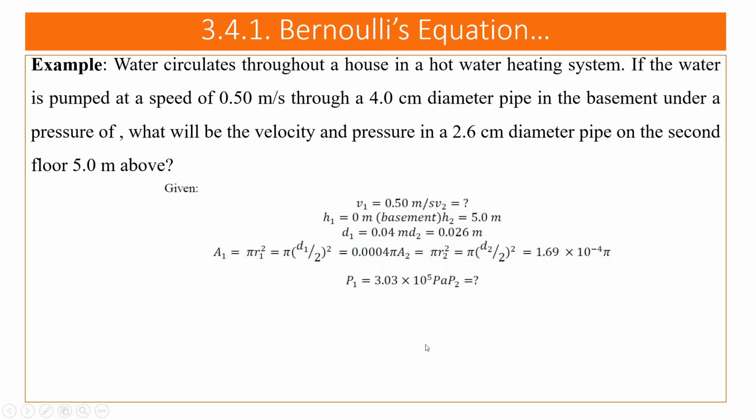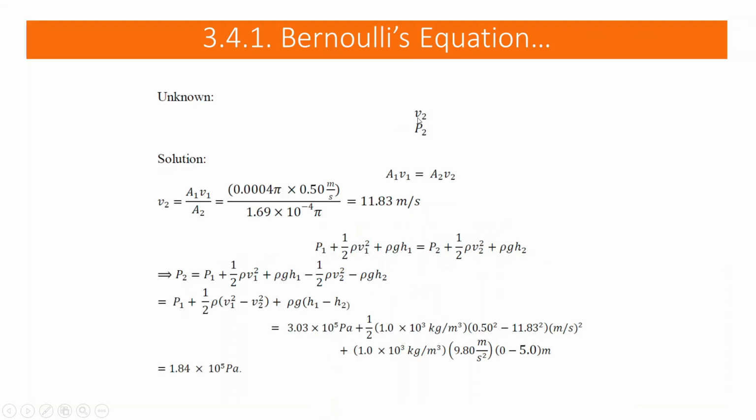Now when you see the solution, we don't know this V2 and P2. So from the equation of continuity, A1 V1 is equal to A2 V2. V2 can be easily calculated by this equation. A1 is given, A2 is given, V1 is already given. So finally you'll get the V2 value, which is 11.83.